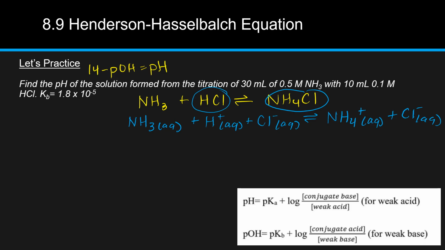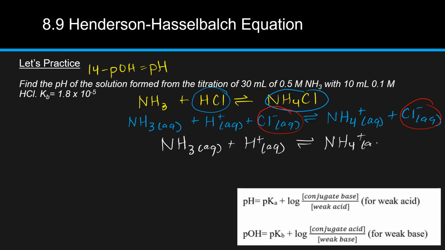Remember, the difference between complete and net is taking out your spectator ions. So our spectator ions in this specific example is chloride ions. So then our net ionic equation would be ammonia plus H+ ions react to form ammonium. And again, you don't have to do this. I just think it helps with the understanding of everything.